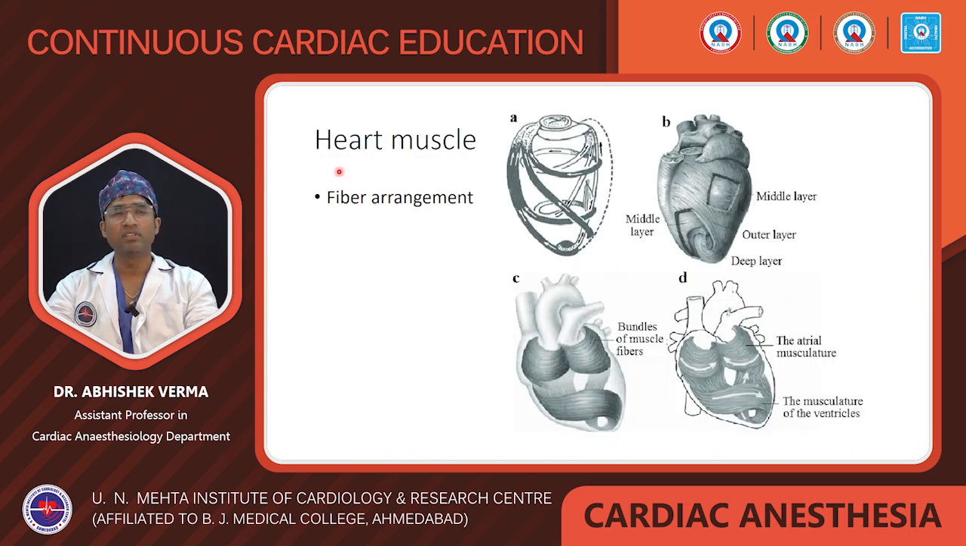Now the anatomy of the heart muscle. We will see the fiber arrangement here. These are the 3 layers in the LV. The deep layer is longitudinal muscle fibers, the middle layer is radial fibers, and the outer layer is circumferential fibers. And this is the atrial musculature, which shows the constrictor muscles in the atria, and this is the arrangement of the fibers in the ventricle.